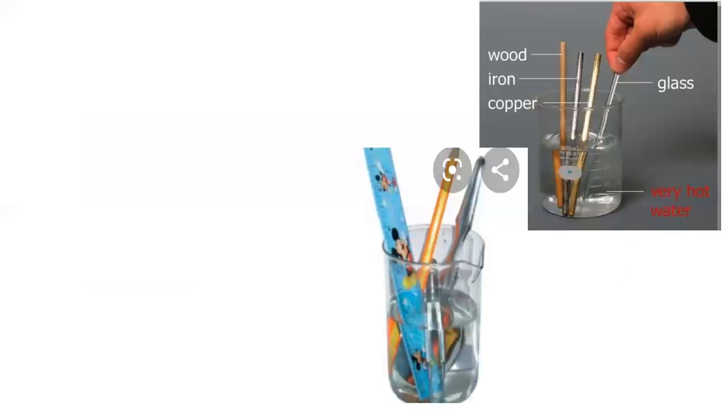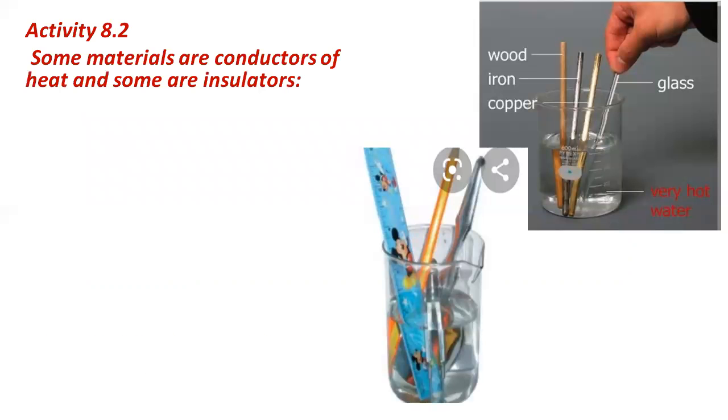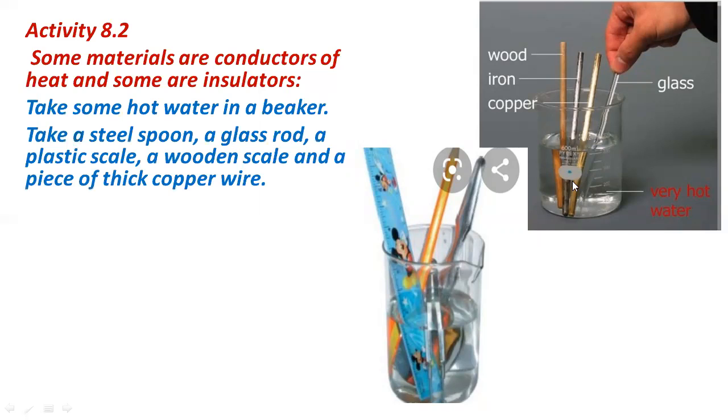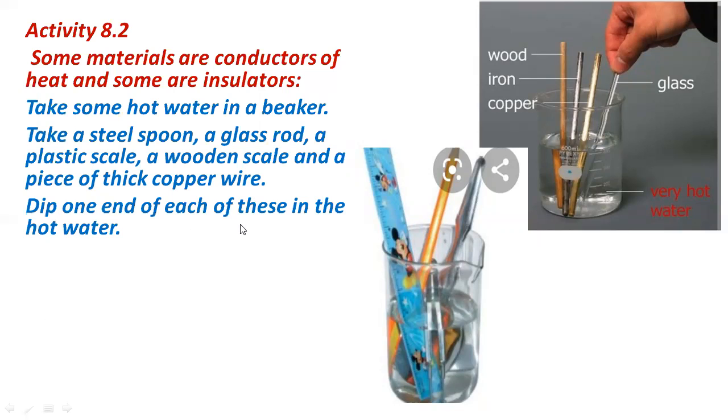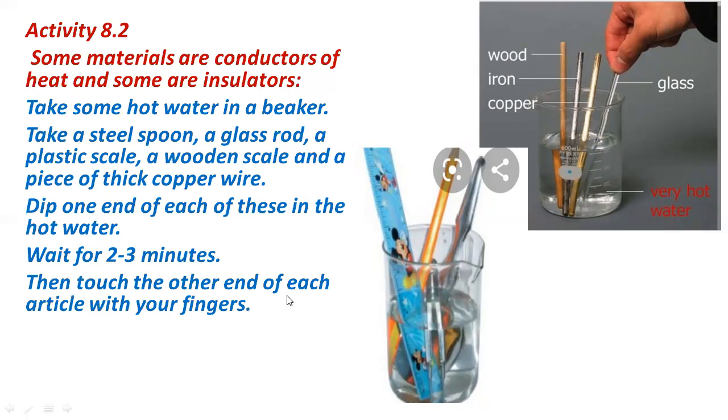Now, to understand good conductors of heat, let us do an activity. Some materials are good conductors of heat and some are insulators. For this, take some hot water in a beaker and then take a steel spoon, a glass rod, a plastic scale, a wooden scale, and a piece of thick copper wire. Dip one end of each of these in the hot water, wait for 2 to 3 minutes, and then touch the other end of each article with your finger.